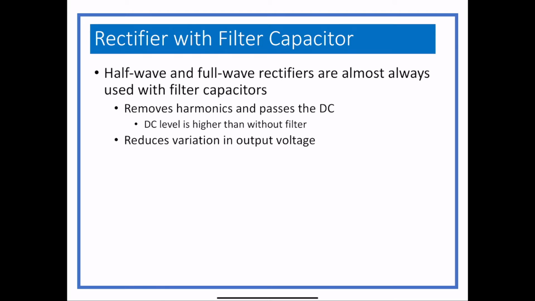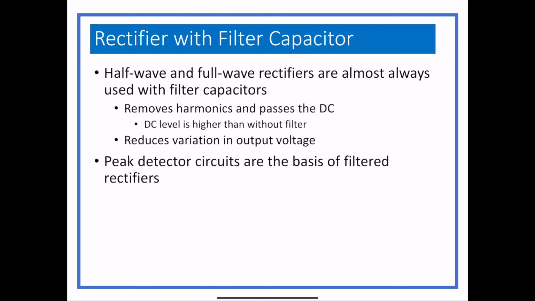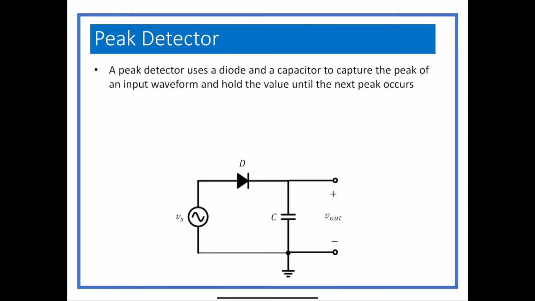So the basis of all filter capacitors is something known as a peak detector. We're going to look at those first, and then we're going to modify them a little bit to look at how you would make a half-wave rectifier or a full-wave rectifier with a capacitor. A peak detector uses a diode and a capacitor, and it basically captures the peak of the waveform and holds it until the next peak occurs.